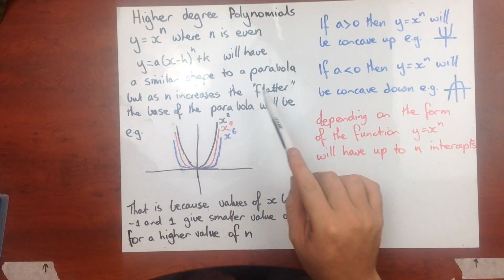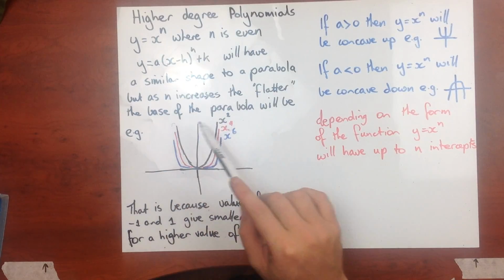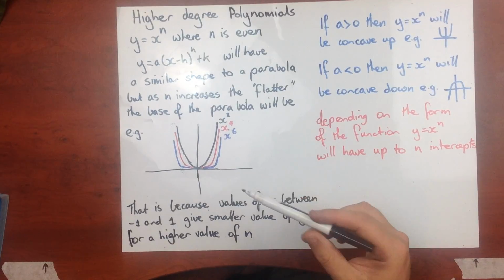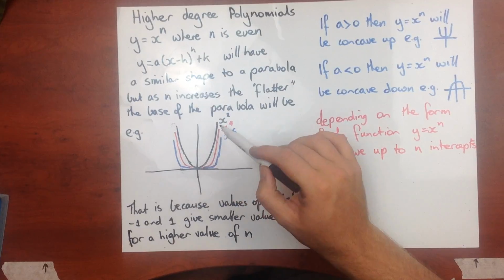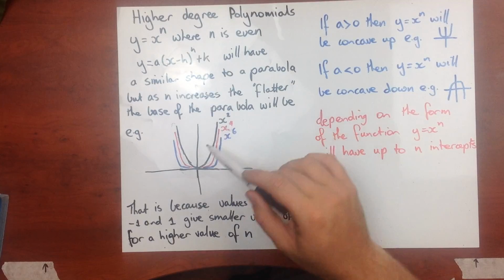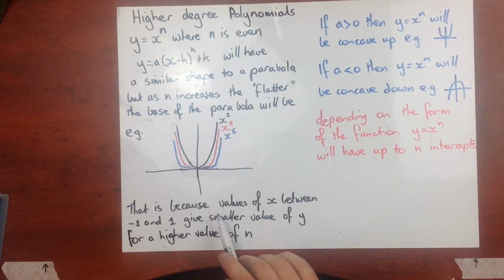They'll have a similar shape to a parabola, but as n increases, the flatter the base of the parabola will be. So a quartic has a flatter base, and then as we keep going, it gets flatter again. Here we can see our quadratic, or our parabola, from our x squared. Now the red one is our x to the power 4, and then our blue one is our x to the power 6, roughly. This is because values of x between -1 and 1 give smaller values for y for a higher value of n.